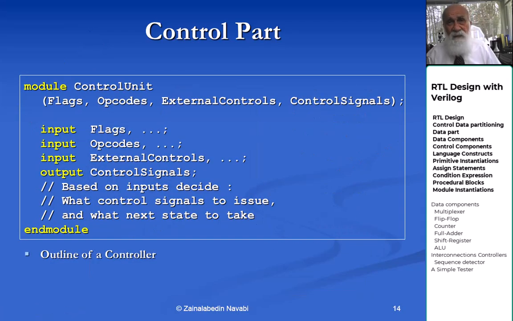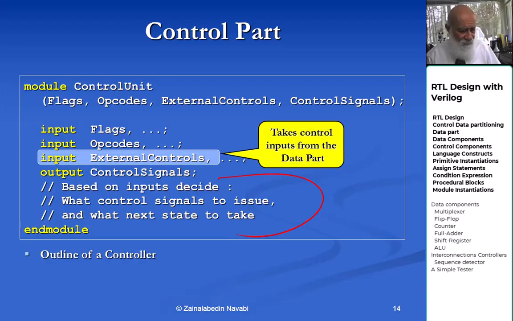How does the controller behave, or how is it described? Well, again, it's described as a module with a name, with some inputs, with some outputs, the outputs being these control signals. And then it has a behavioral description describing the state-by-state transitions and the signals that are being issued.